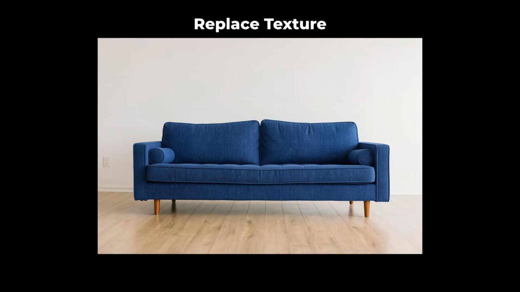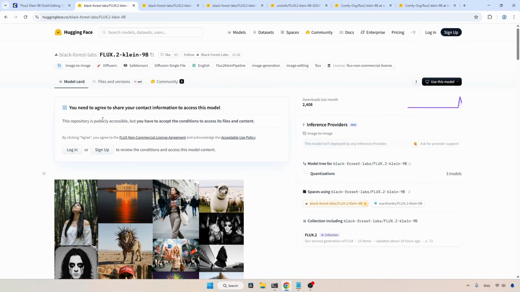So, let's get started. First, let's see where we can get the 9B distilled model and its related files, then where we need to put those files inside ComfyUI. The download links I am using here are available in the description.